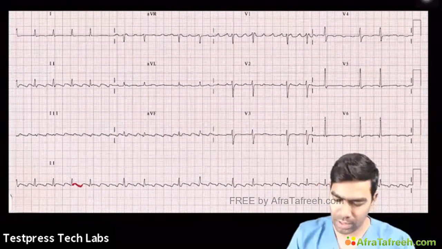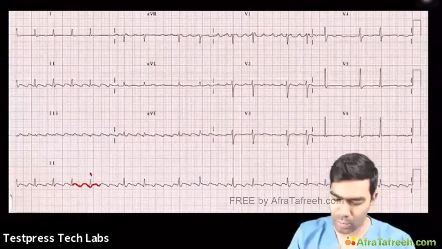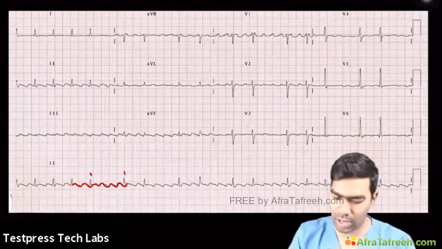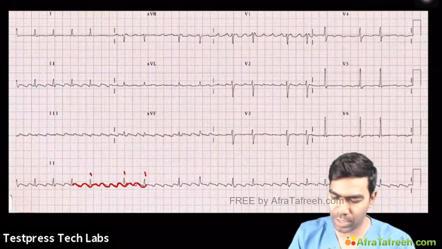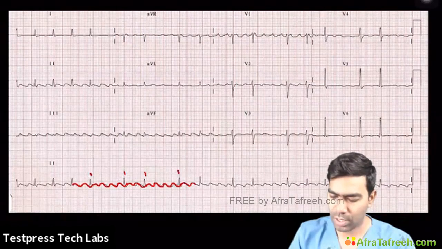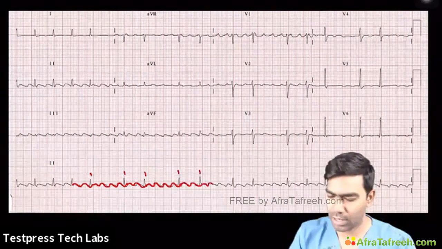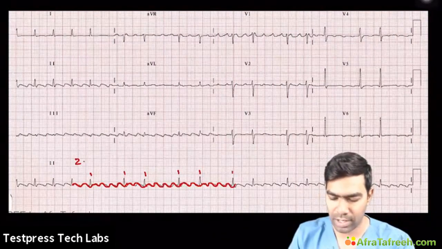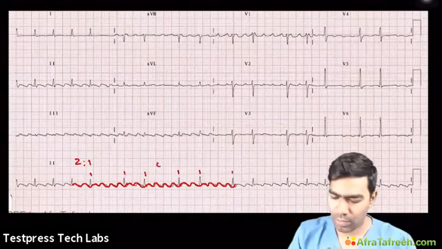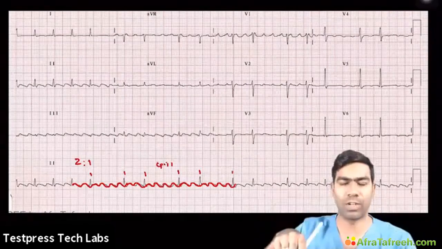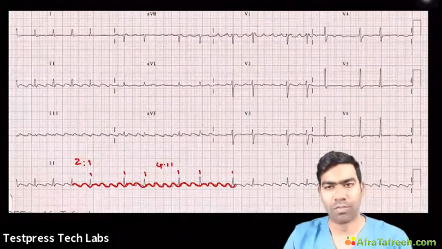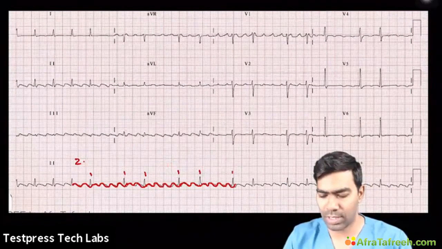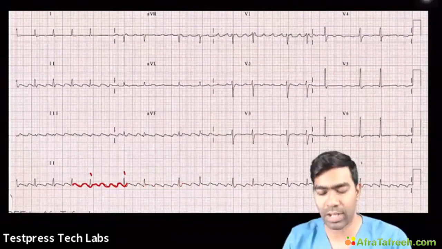So he's having 2 P waves to 1 QRS, 1, 2, 3, 4 P waves to 1 QRS, 2 P waves to 1 QRS, and 1, 2, 3, 4 P waves to 1 QRS. So I think he's having alternating 2:1 and 4:1 blocks. One beat is having 2:1 block, other beat is having a 4:1 block. So that's why I told you this can be simply explained as a flutter with a variable block.